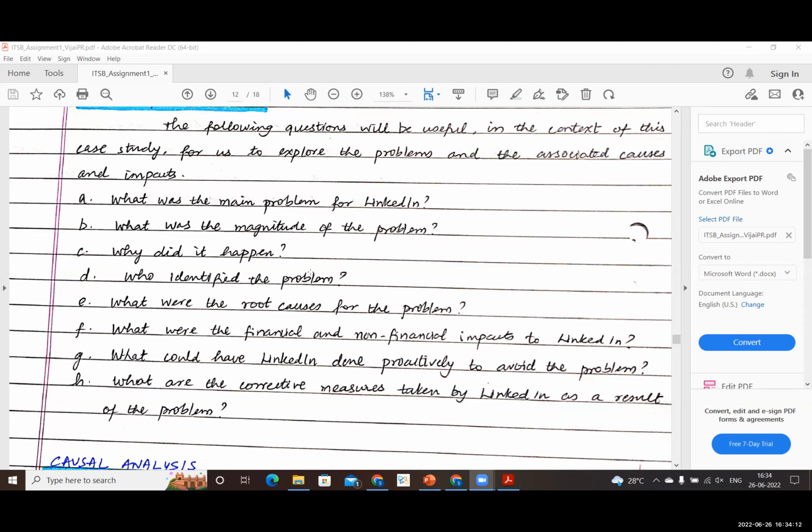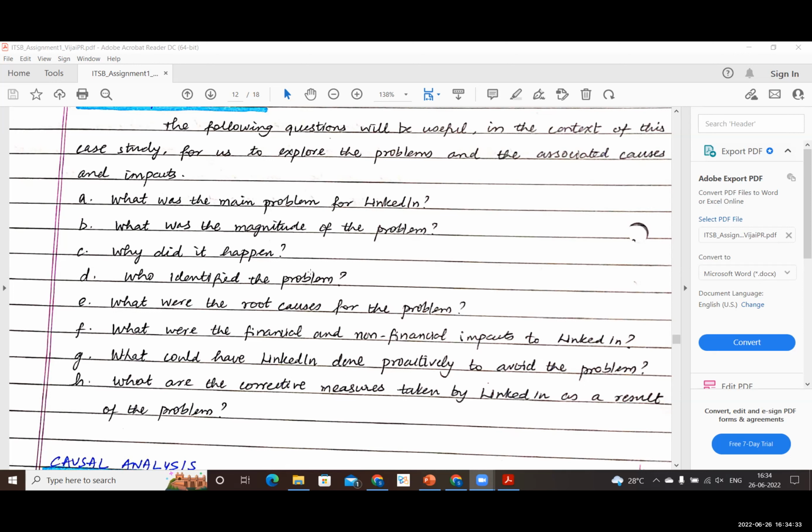So what is the magnitude of the problem? Why did it happen? Who identified the problem? What were the root causes of the problem? What are the financial and non-financial impacts to LinkedIn? What could LinkedIn have done proactively to avoid the problem? These are the questions he asked in the beginning of the case.